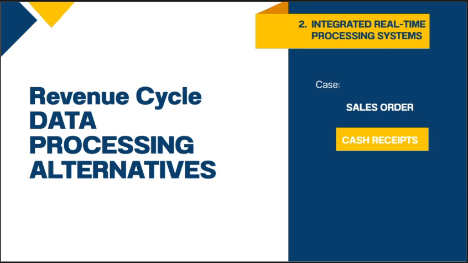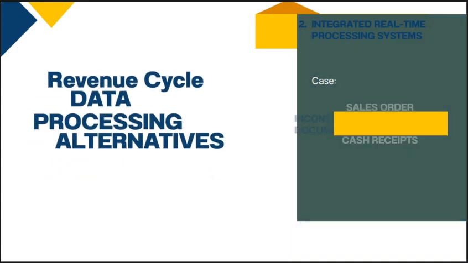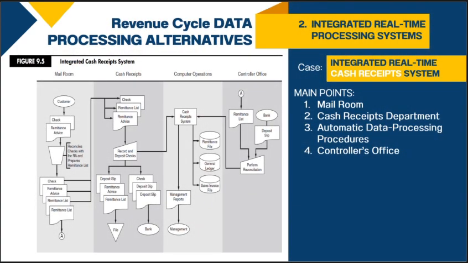Now, let's dive into the integrated real-time processing systems in the case of cash receipts. Figure 9.5 illustrates an integrated cash receipt system. The system presented here assumes an organization in which customers make payments on account with physical checks that are mailed to the company. Now, this system has four main points, which are the mailroom, cash receipts department, automatic data processing procedures, and controller's office.